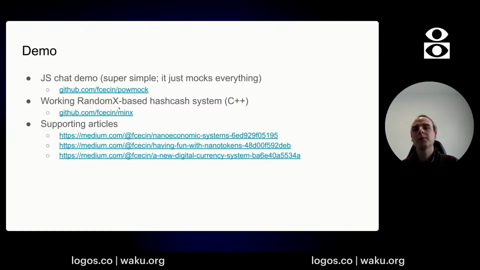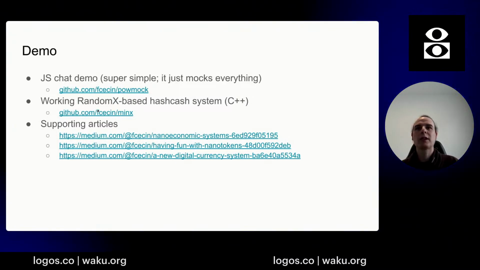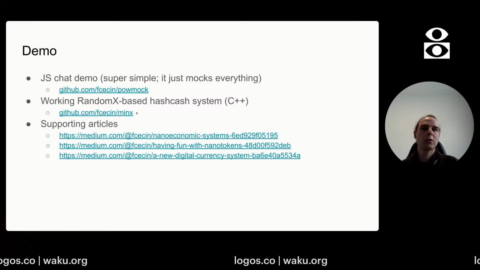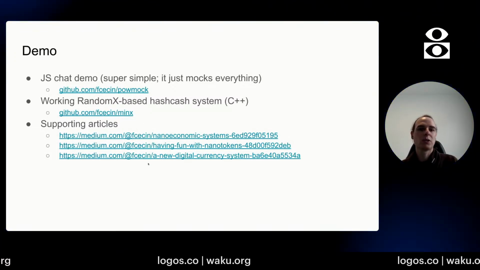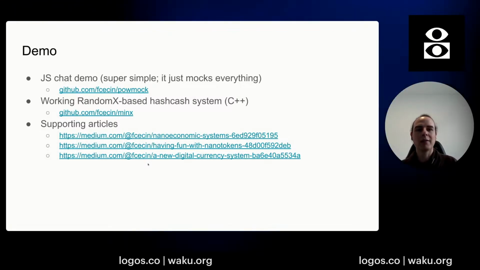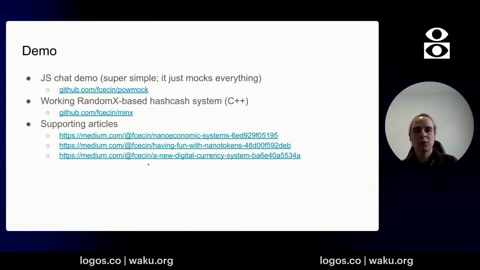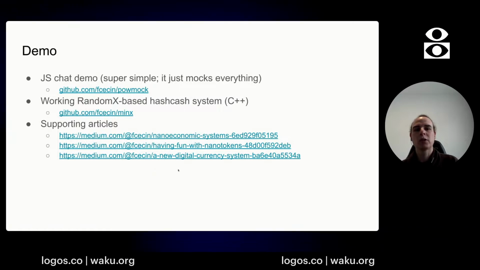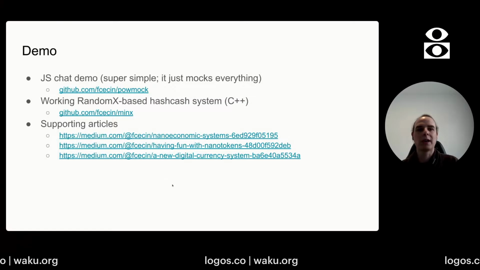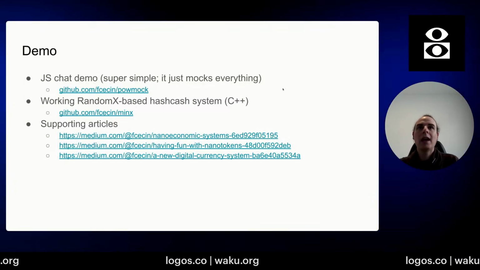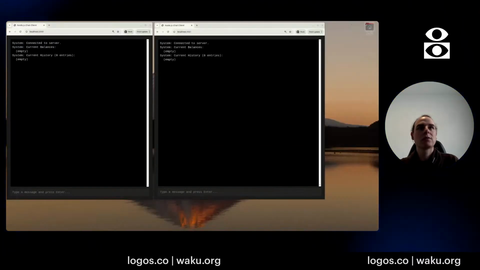There is this C++ implementation of RandomX that I made. You can look into this. So this is a working RandomX integration, and some supporting articles on why these economies with very tiny values produced by these proof of work tokens, what would that be good for, and why that would be fun. So I wrote some articles to support this. And so let's just jump into the demo.